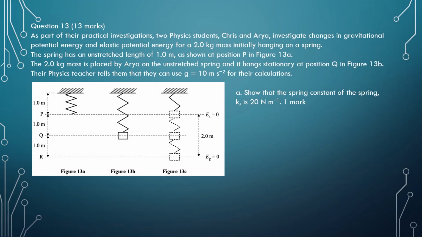A mass is hung on a spring. Point Q is the balance point, where the gravitational force is equal to the elastic force of the spring. We substitute the force with gravitational force and solve this equation to get the spring constant.